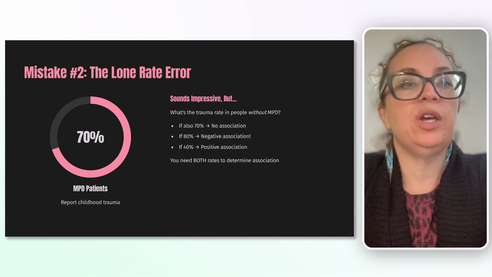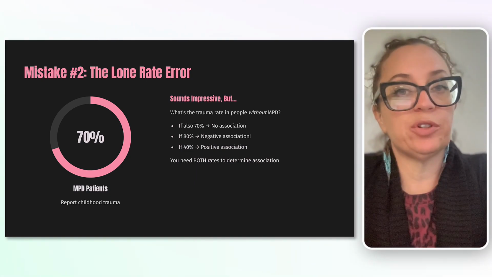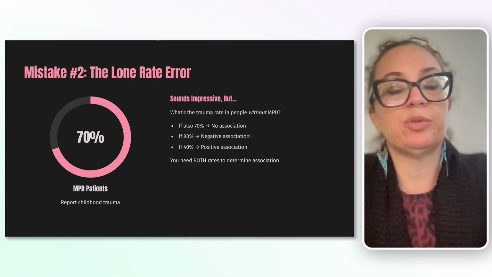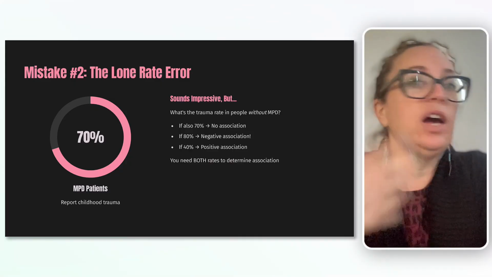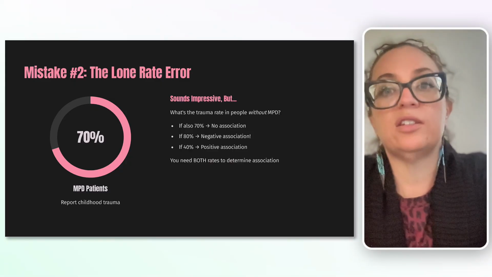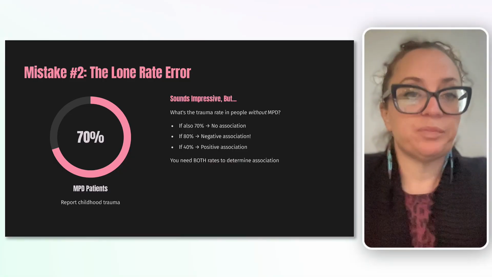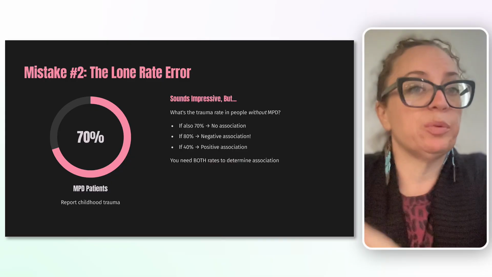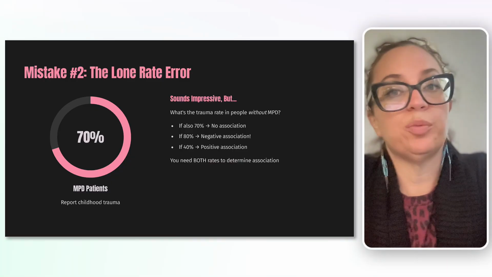Mistake number 2 is presuming association through a lone rate. This is slightly more sophisticated, but it's still wrong. So here's how it works. A researcher studies people with multiple personality disorder and finds that 70% of them report childhood trauma. Wow, the researcher says, 70% is really high. Clearly, trauma is associated with MPD, which sounds reasonable, right? But the problem is, what's the rate of trauma in people without MPD? Okay, we don't know based on this. And that's the whole problem.